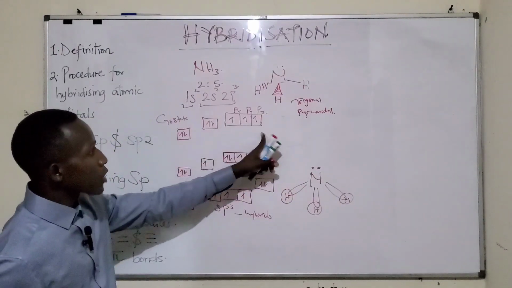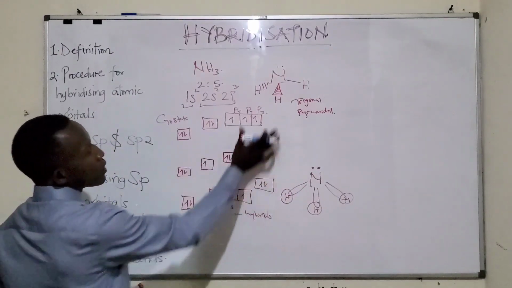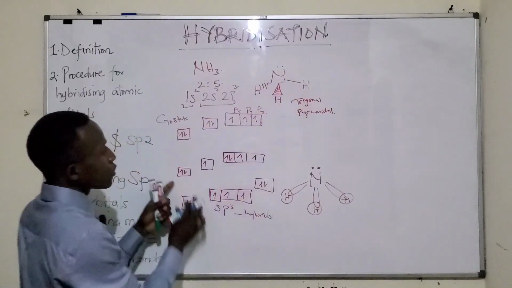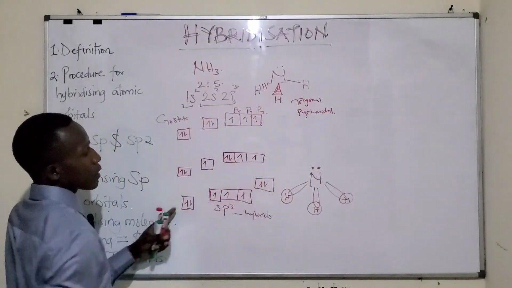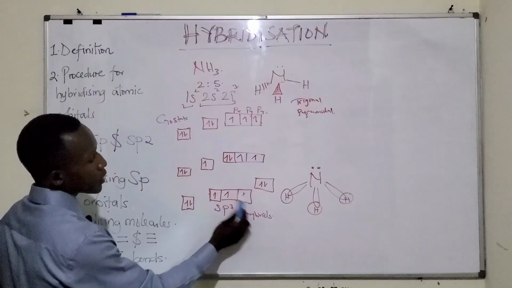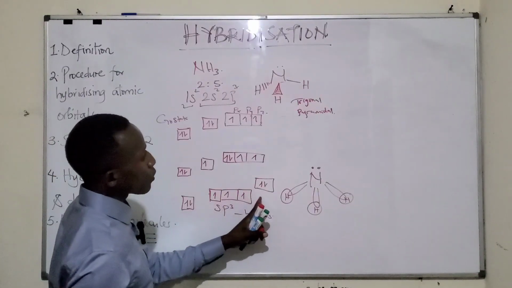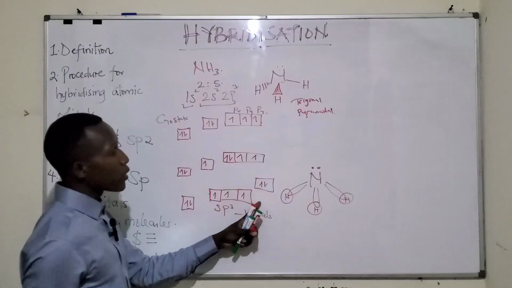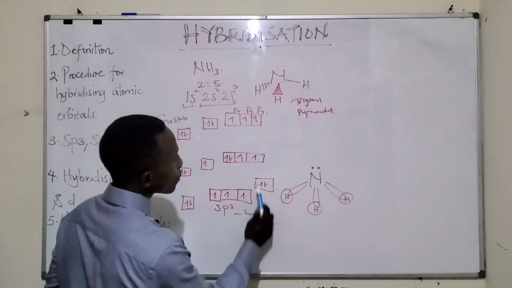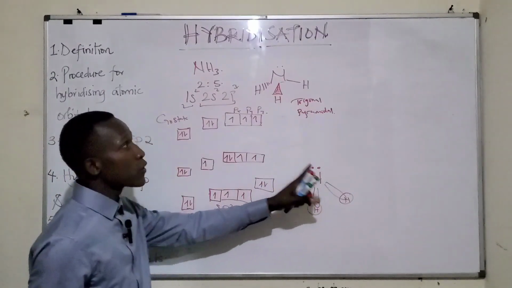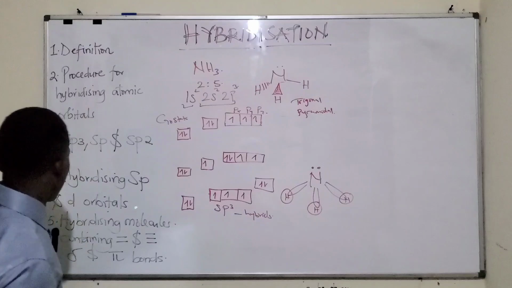First, you have the electron configuration. If you know the structure, you do the hybridization. Then after getting the hybrids, you mix them. These hybrids are the ones which participate in bonding. The remaining ones remain as lone pairs of electrons.